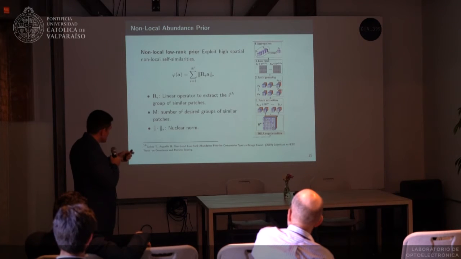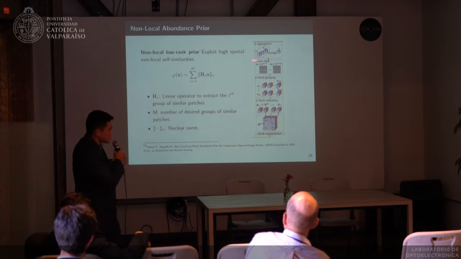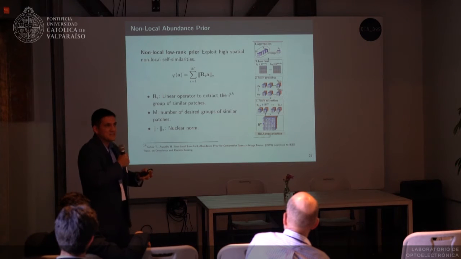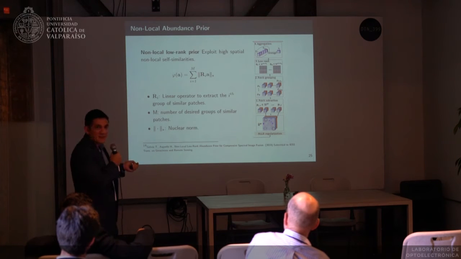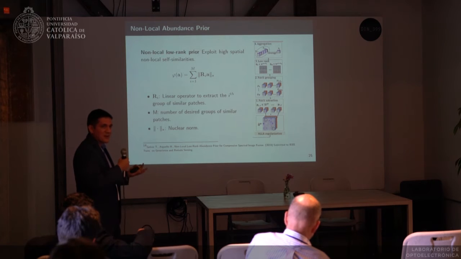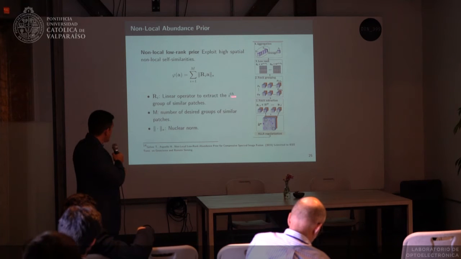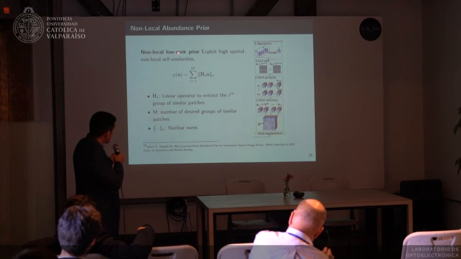Okay, that is one assumption, and this is another assumption. You assume that your image is low rank, that can be useful also, but I need to mention that this is very expensive. Computationally, the low rank assumption is more expensive. What we make here is to assume that you have a non-local low rank prior.